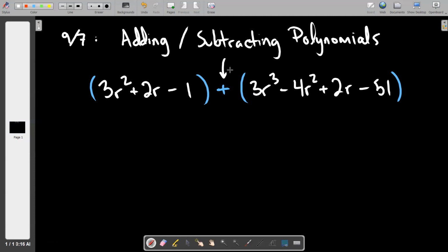I don't want this to be random, though. I want to be organized. So I want to start with my highest degree first. So who's the highest degree term that we see? So 3r to the third says, I don't have anyone in this problem to go with. There are no like terms with me, right? So I will lead off your answer.